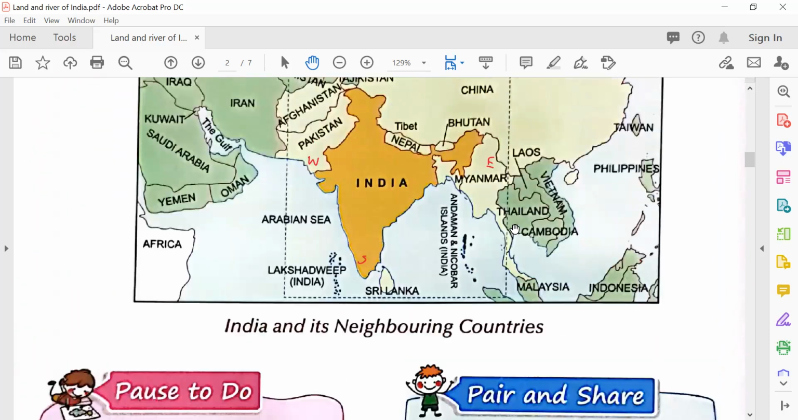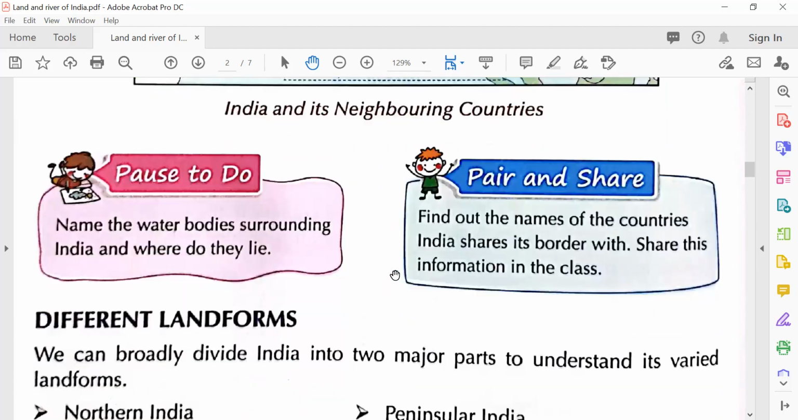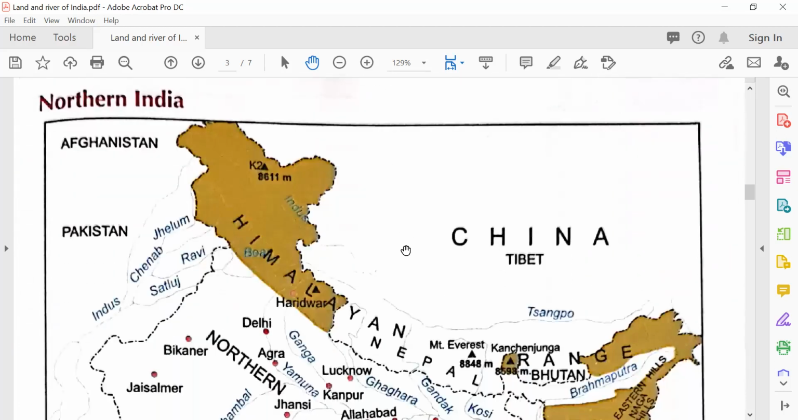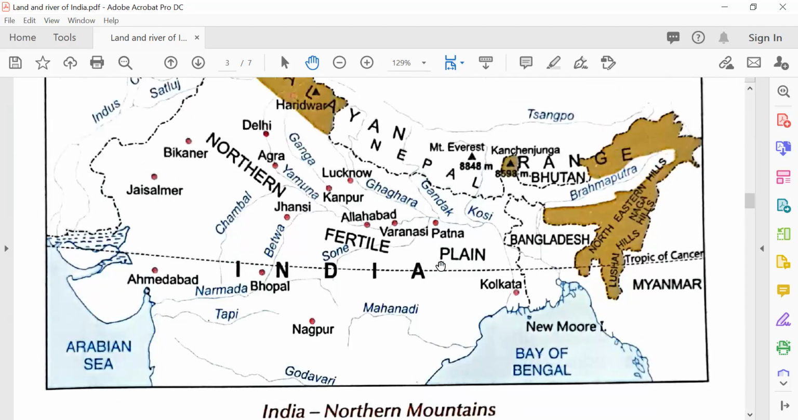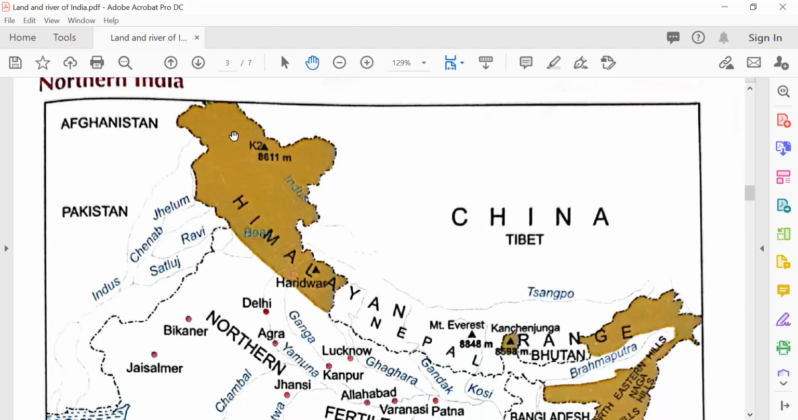What is the meaning of peninsula? Yes, we'll read it. So you can divide India into two parts, Northern India and Peninsular India. This is Northern India and here it is Peninsula. Let's read. Northern India. Till here, half of India is called Northern India. It's very big. So here you see Kashmir is there.